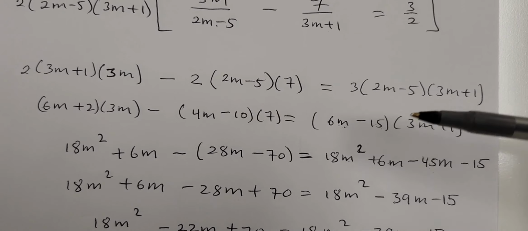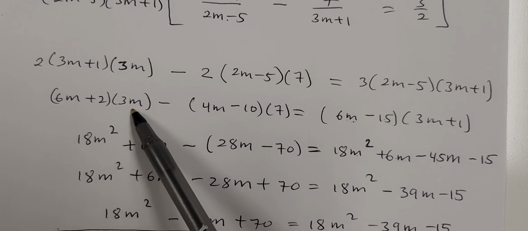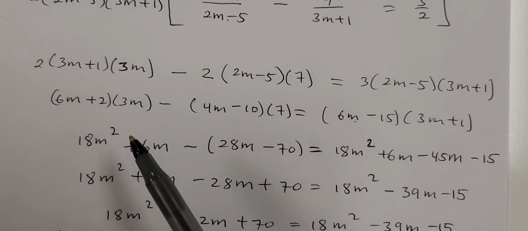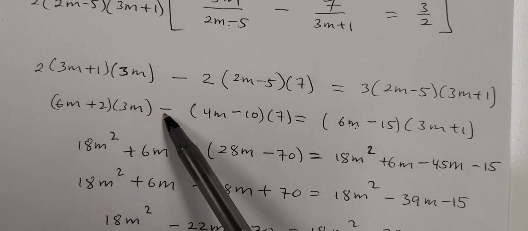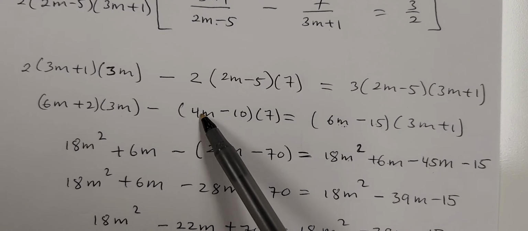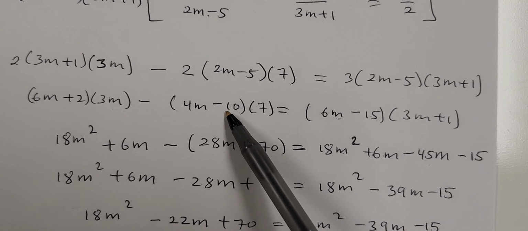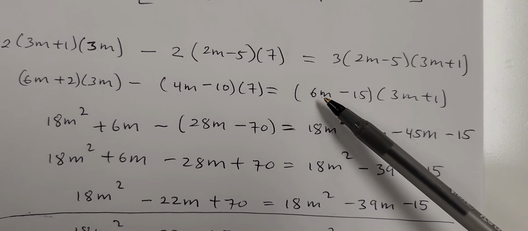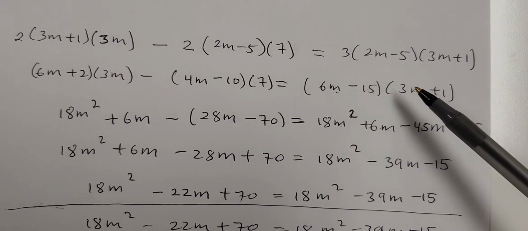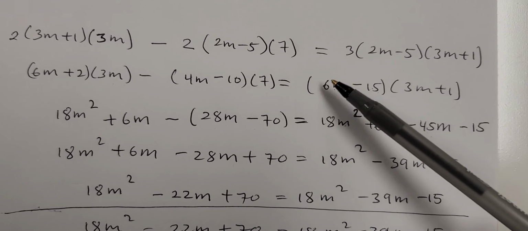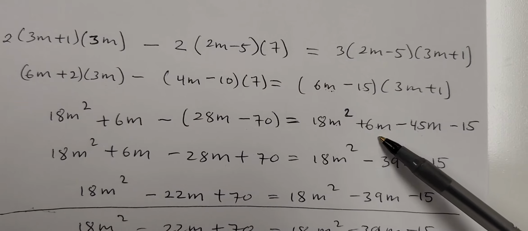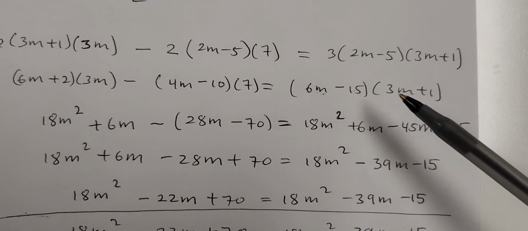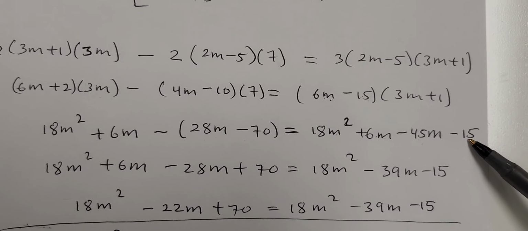Next step, I still have parentheses, so 3m times 6m gives me negative 18m squared. 3m times 2 gives me 6m. Don't forget this minus, so bring it down. 7 times 4m is 28m. 7 times negative 10 is negative 70. Next, using distribution, 6m times 3m gives me 18m squared. 6m times 1 is 6m. Negative 15 times 3m is negative 45m, and negative 15 times 1 is negative 15.